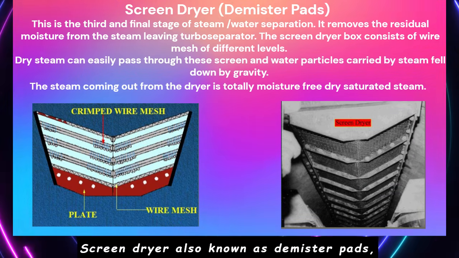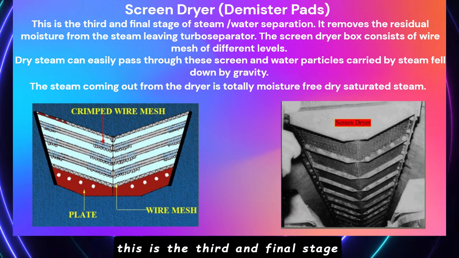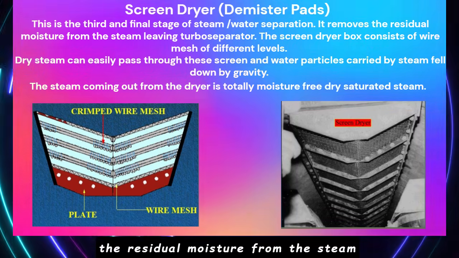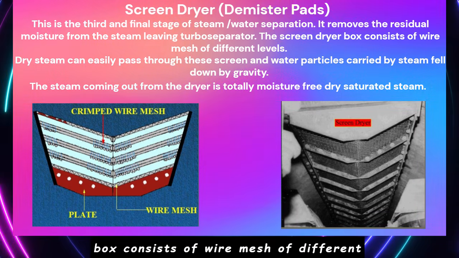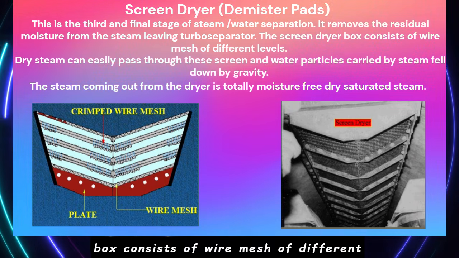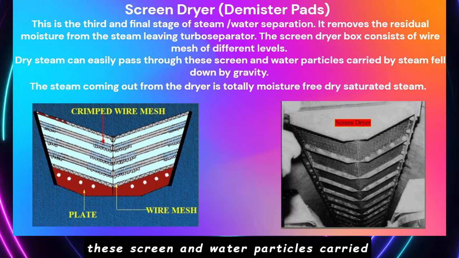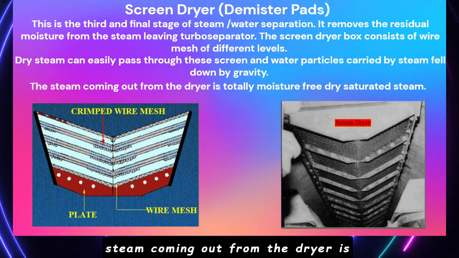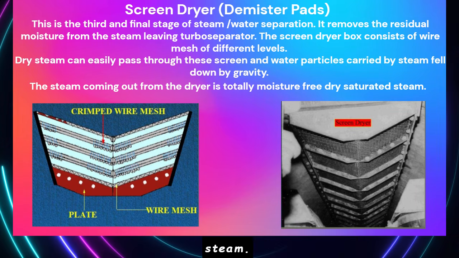Screen dryer, also known as demister pads. This is the third and final stage of steam water separation. It removes the residual moisture from the steam leaving the turbo separator. The screen dryer box consists of wire mesh of different levels. Dry steam can easily pass through these screens and water particles carried by steam fall down by gravity. The steam coming out from the dryer is totally moisture-free saturated steam.